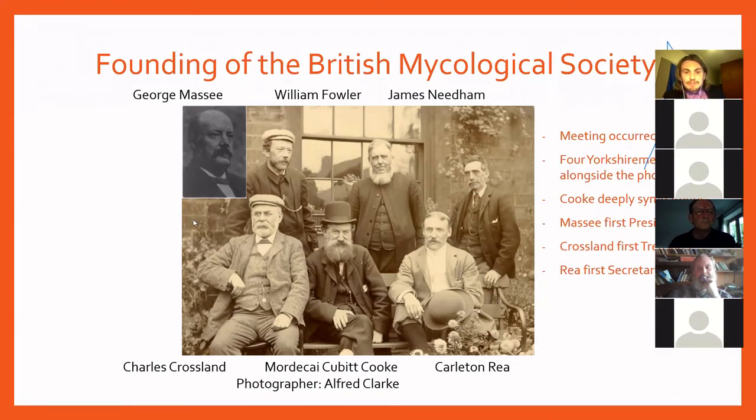We've got Charles Crossland, the butcher, Mordecai Cook, very much the statesman, by cheeky style, and Carlton Weir. Carlton Weir being the one who's the most outside of this group. Most of them are Yorkshiremen, and Cook is very well known to everyone.